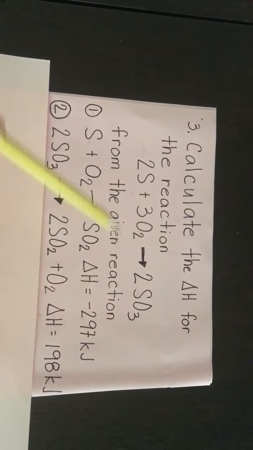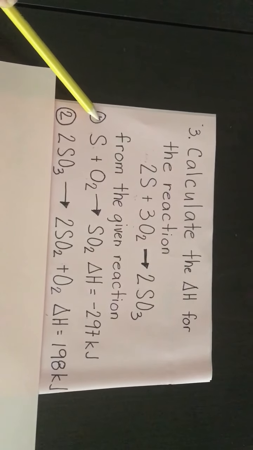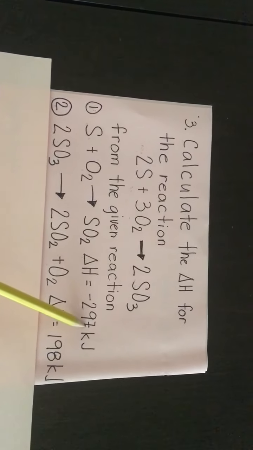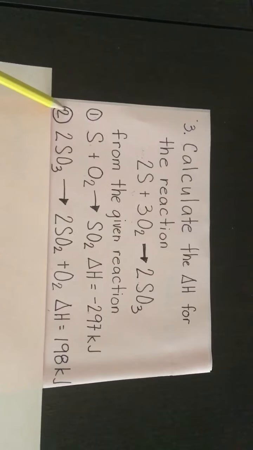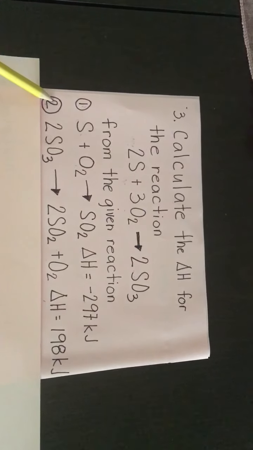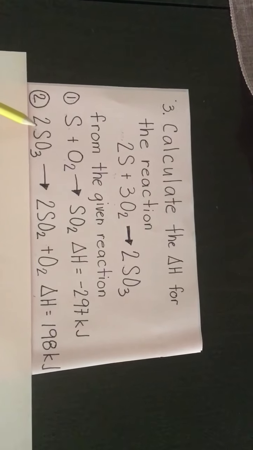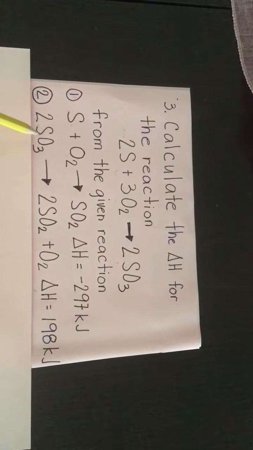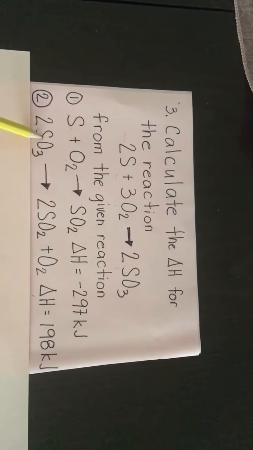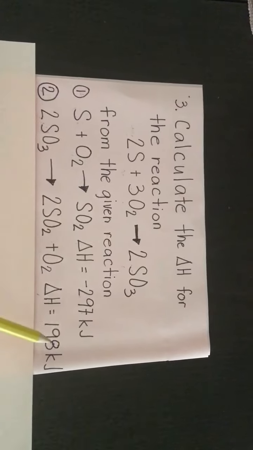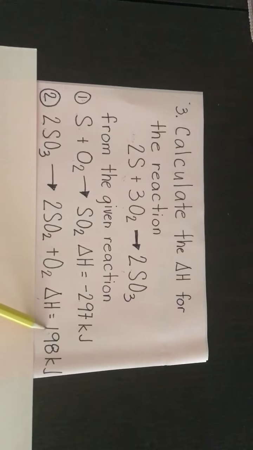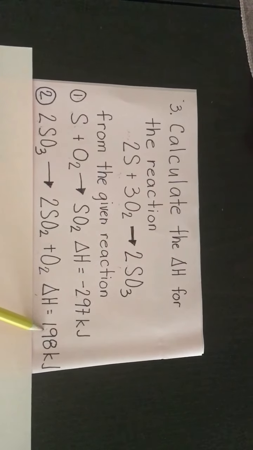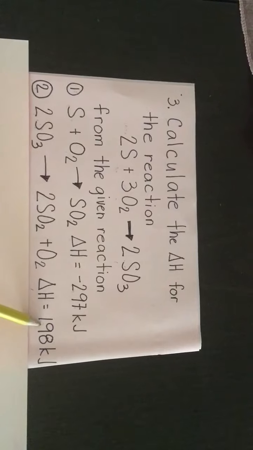So again, number 1, we have to multiply the equation by 2, keep it as it is, and we also have to multiply the delta H by 2. Equation 2, we have to flip it, and you also notice that 2SO3 is already 2SO3, so we really don't have to do a thing except flip it. When you flip it, always remember that the delta H sign will change. So if the original is 198, after you flip the equation, it will become negative 198.